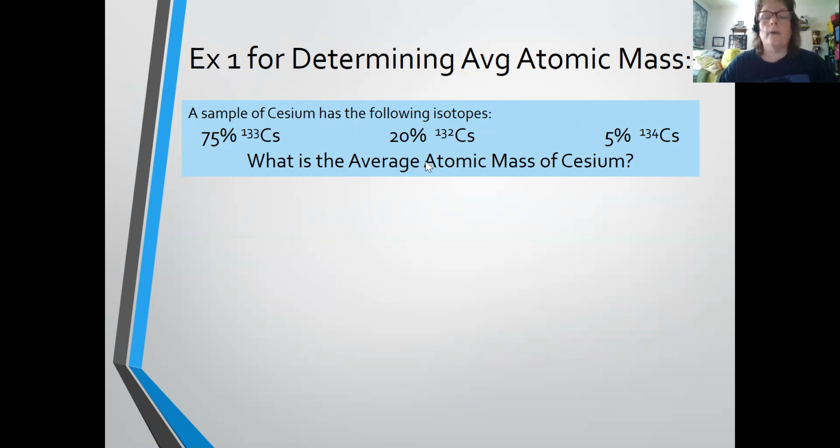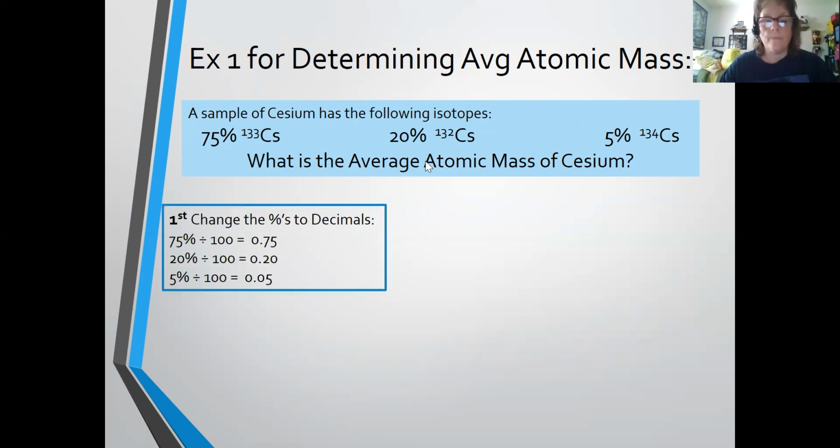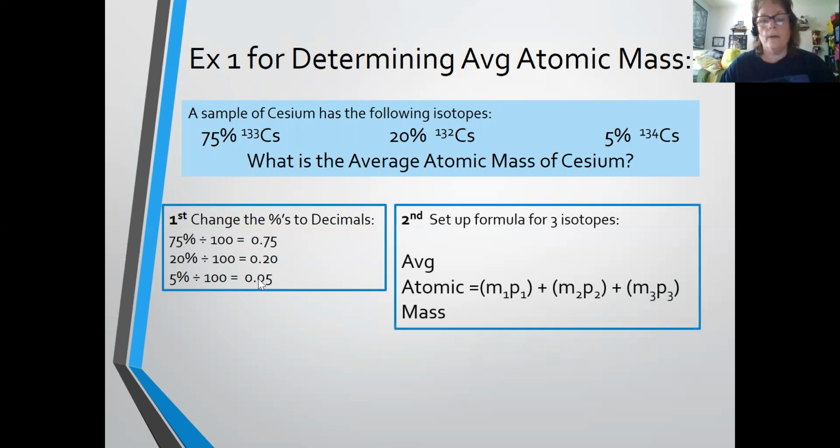So what is the average atomic mass of cesium? Well, the first thing you got to do is turn the percentages into decimals before you can put them into that formula. Okay, so this is how you would do it. Some people can do it straight in their head, but basically you're going to divide your percent by 100, and that gives you the decimal. Second, you're going to write out your formula. In this case, we have 3 isotopes we're working with, so you're only going to carry the formula out 3 times.